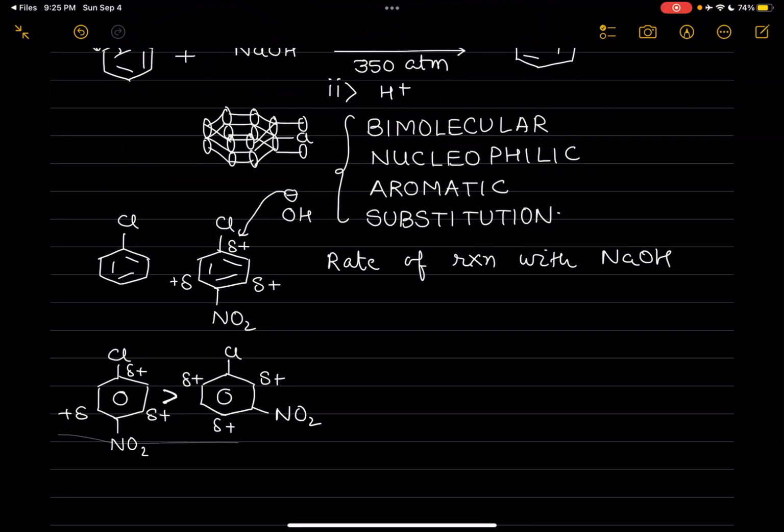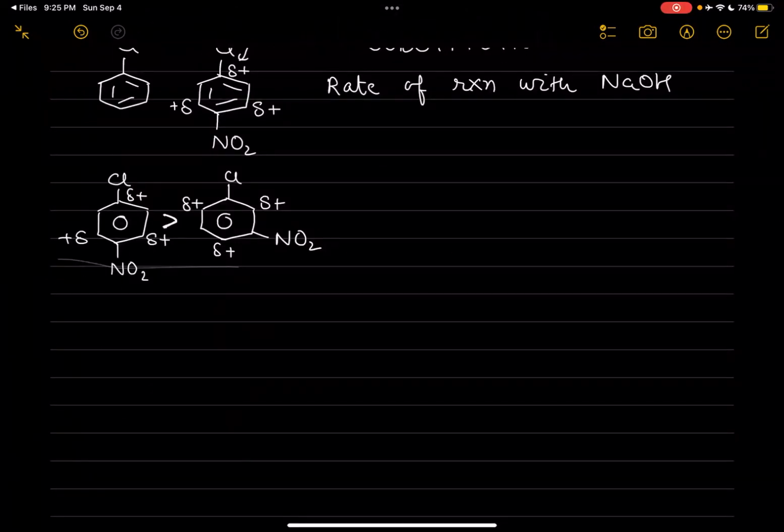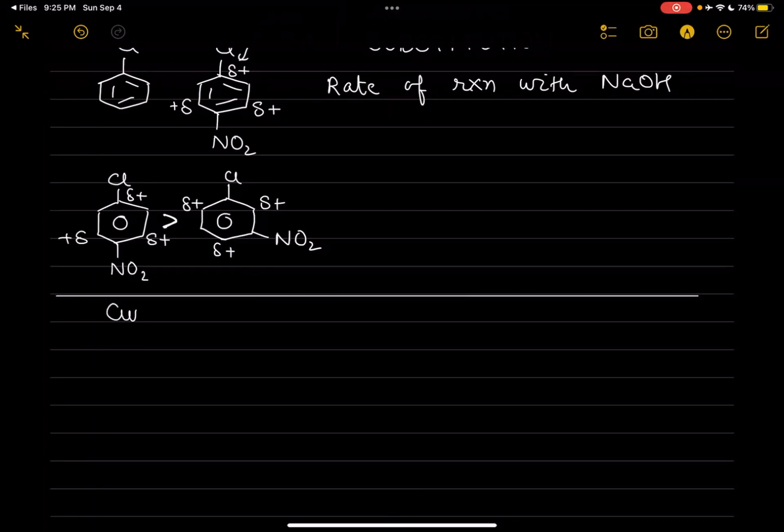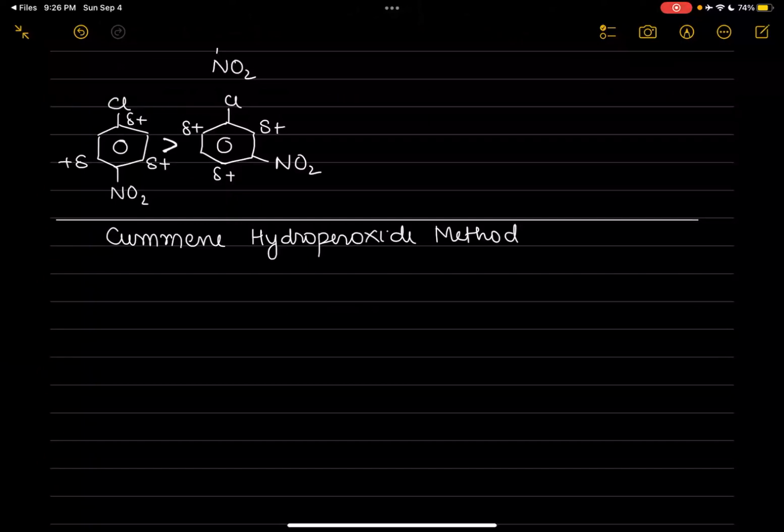So the next one: you can prepare phenol by the cumene hydroperoxide method. So what do you mean by cumene? Yeah, cumene hydroperoxide method. So what is cumene actually?